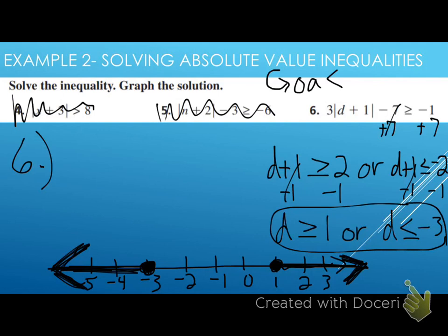Are there any questions about solving absolute value inequalities? Very similar to absolute value equations, just a few differences. We good?